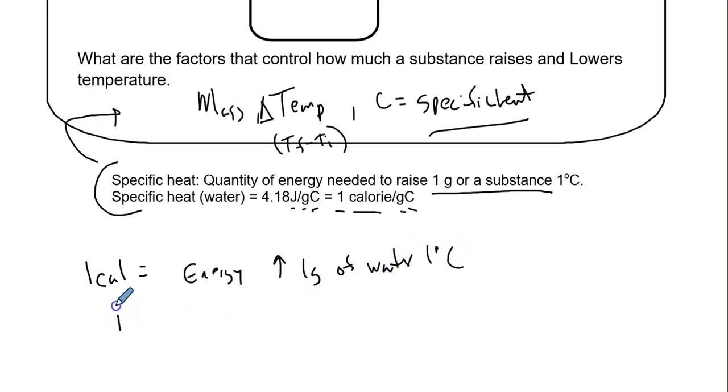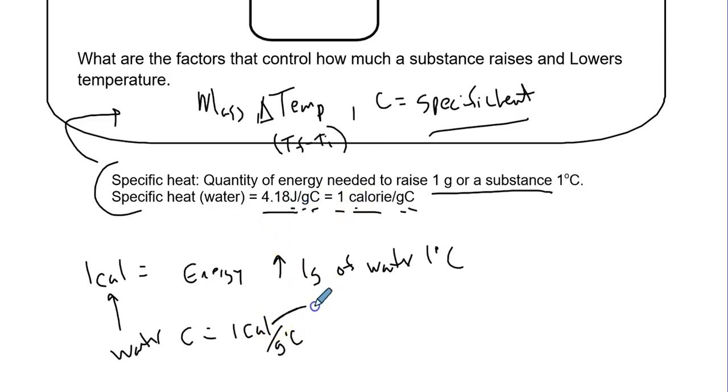So the specific heat of water in calories, which would be specific heat little c, is 1 calorie per gram per degree Celsius. But then 4.18 joules is equal to 1 calorie.